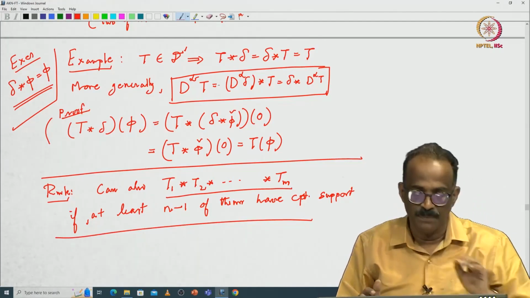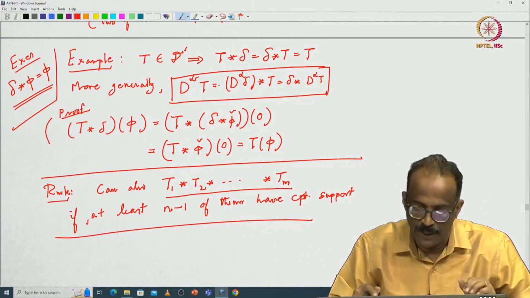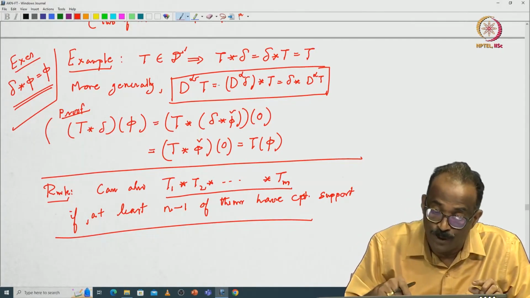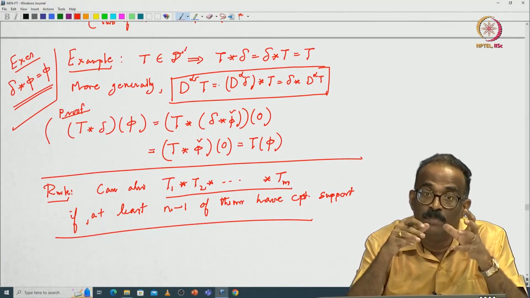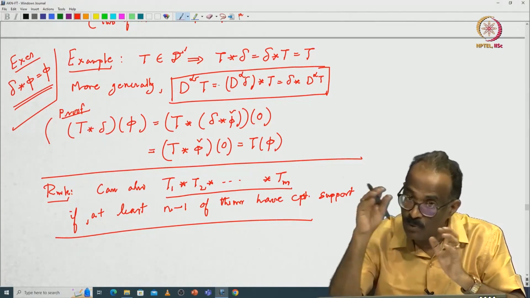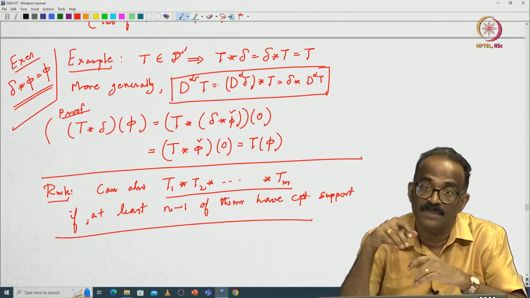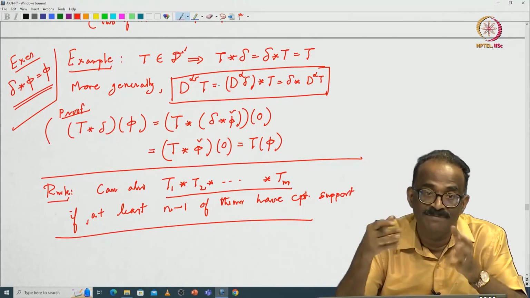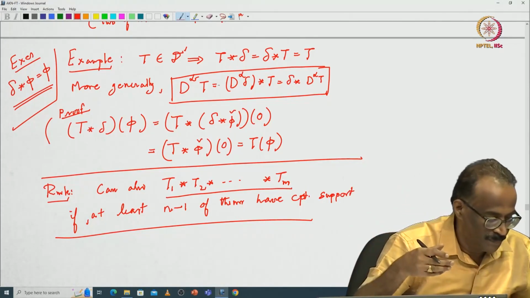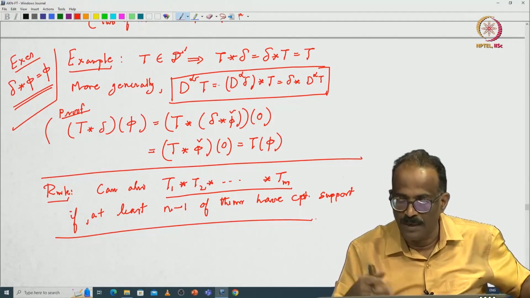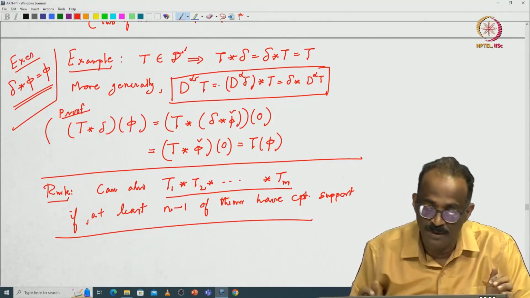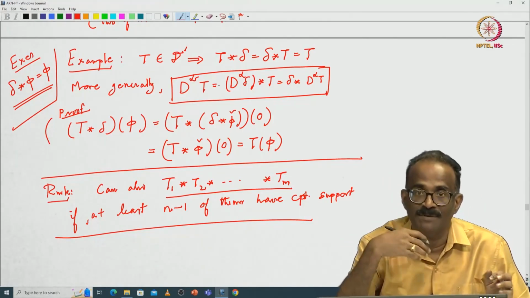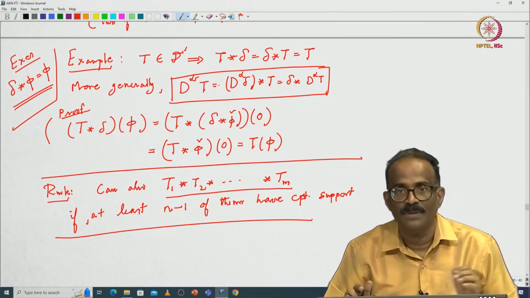So already 35 minutes. So I will continue this one and give you the associative law. You may be able to define T1 star T2 star T3 and T1 star T2 star T3 in different bracketings, but they may not match. Okay. So we will continue and we will tell you a few more things about fundamental solutions and other things. Thank you very much.